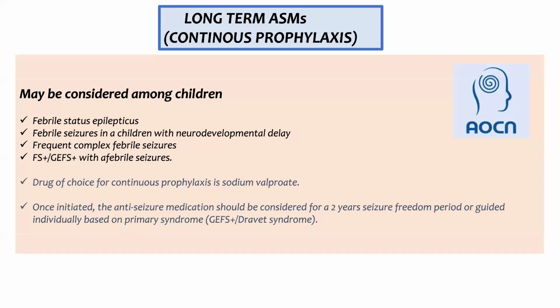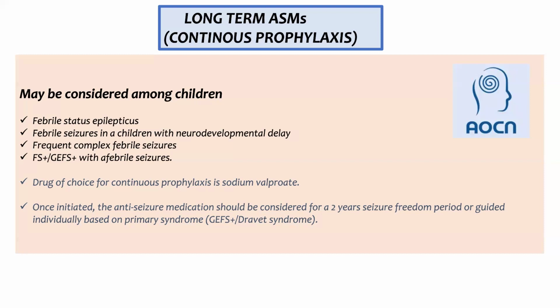Frequent atypical febrile seizures you may consider, because this child will have something underlying, like a genetic cause or a structural cause. And the last entity is febrile seizures plus and GEFS plus. These are basically a type of channelopathies. We'll discuss this in the last. In these also you can consider giving long-term prophylaxis.